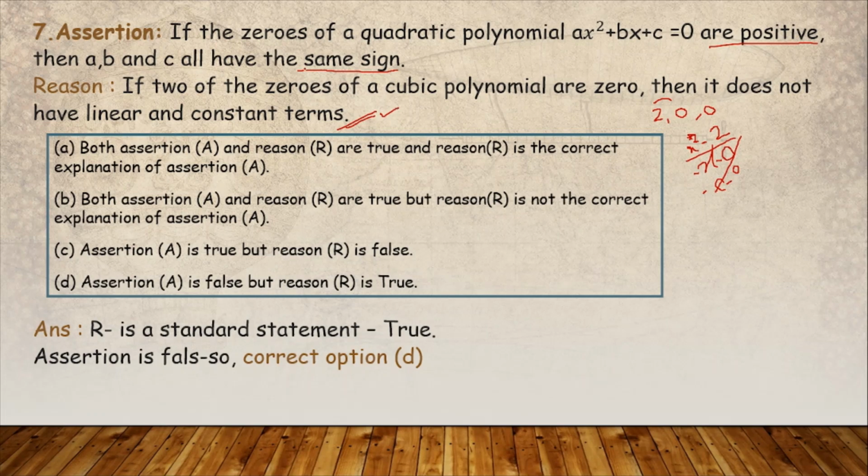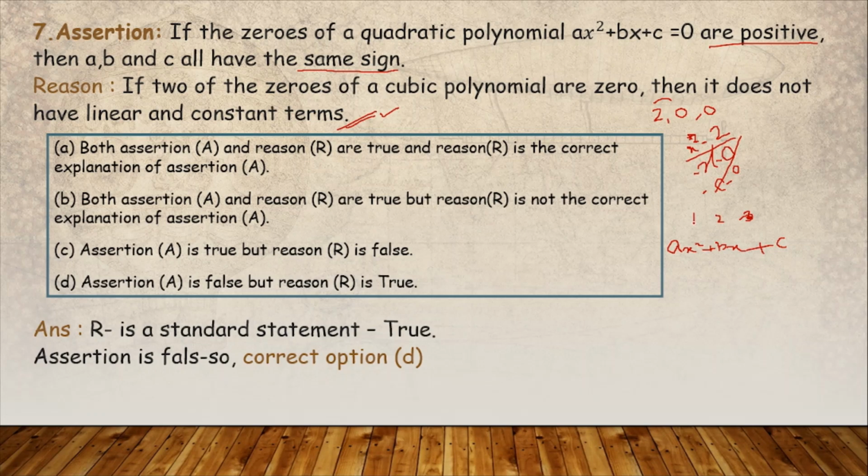Now we go for the assertion. If the zeros of the quadratic polynomial are positive, say 1 and 2, both are positive. Then if you write the quadratic ax square plus bx plus c in this pattern, they are telling that a, b and c all have the same sign. Okay. Let's check it with the numbers 1 and 2.